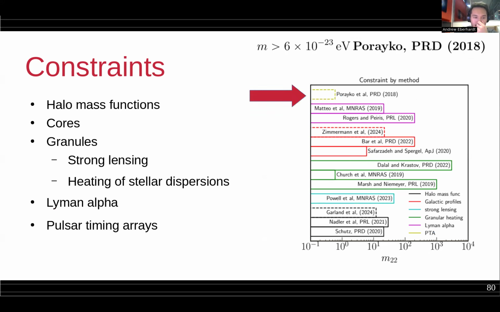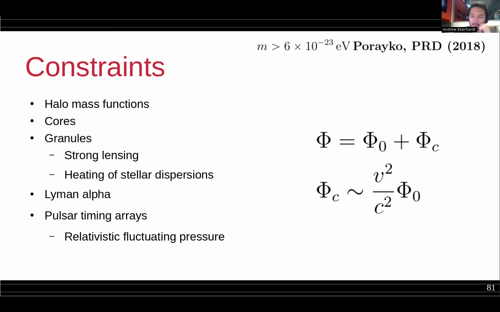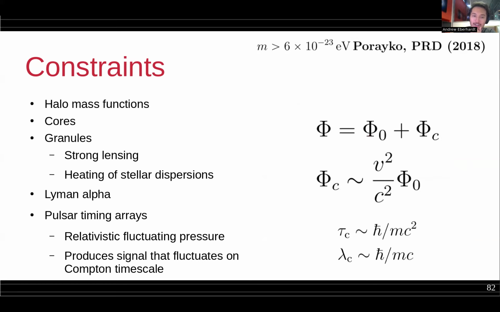So the final thing I'm going to talk about is pulsar timing arrays, which are actually still just a projected constraint, but a quite interesting one, especially given all the recent success and all of the excitement surrounding pulsar timing. So we recall that we have this fluctuating part in the potential that is everywhere where the normal fuzzy dark matter potential is. And that this potential fluctuates on the Compton frequency. And it turns out the Compton time is about the observation time of the pulsar timing array for about 10 to the minus 23-ish eV mass.